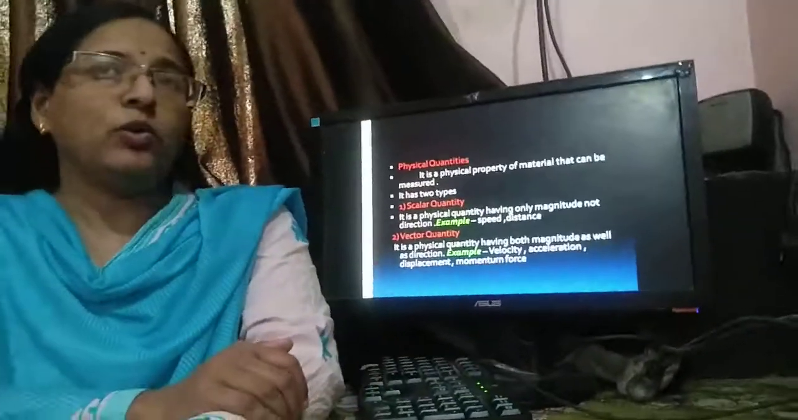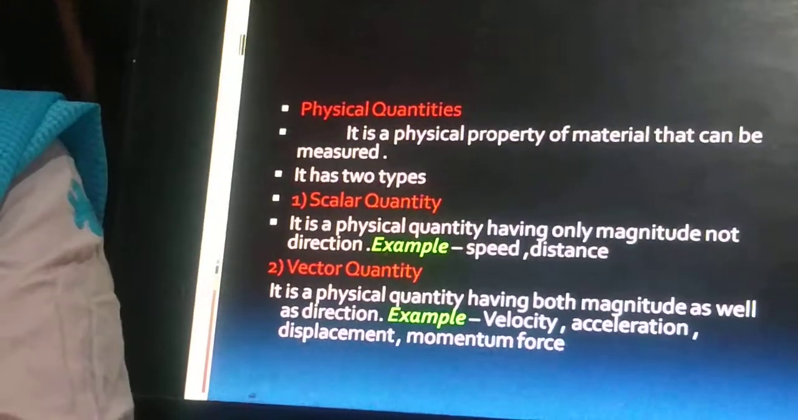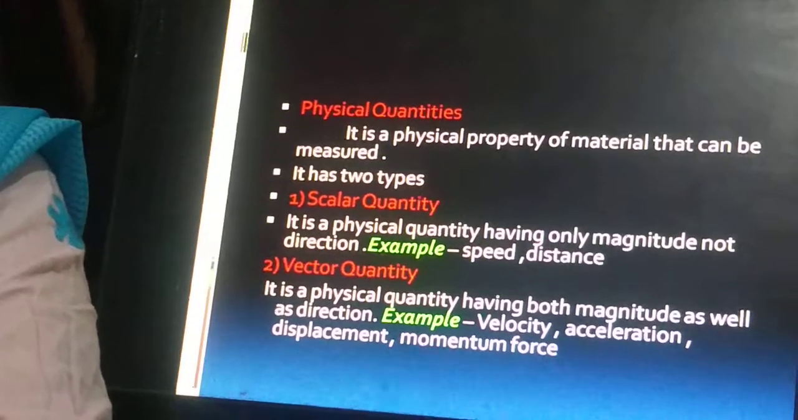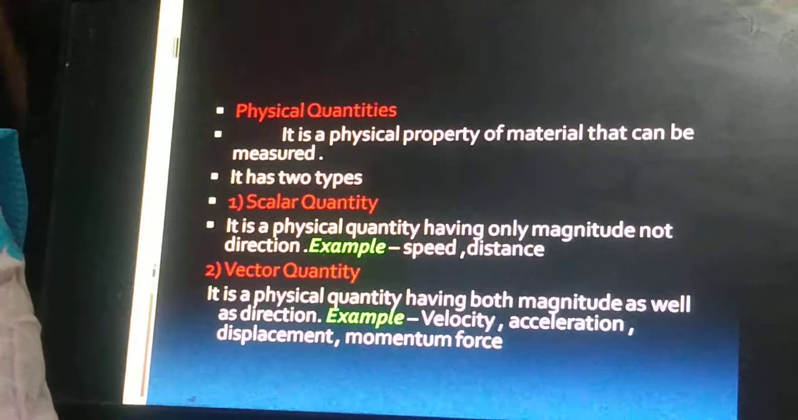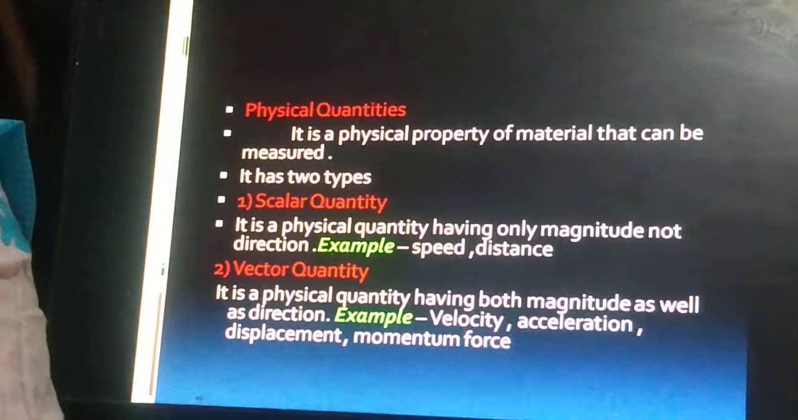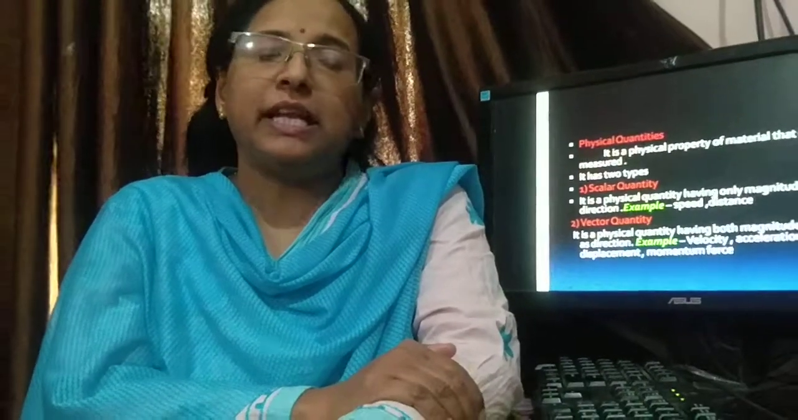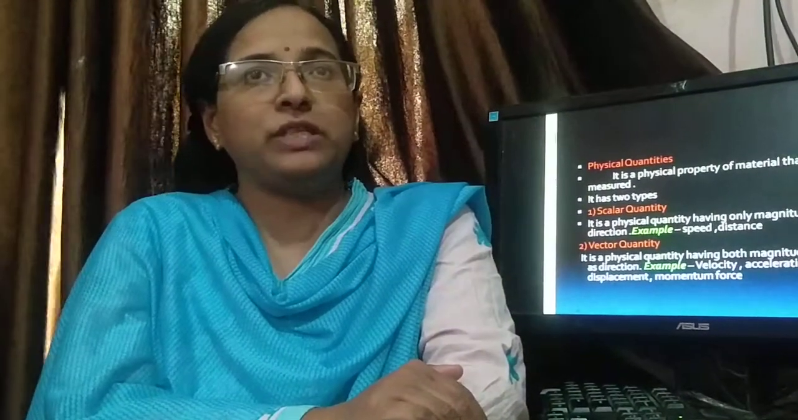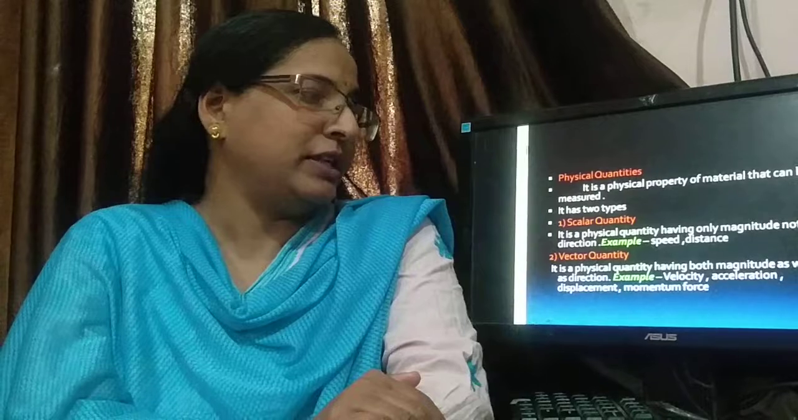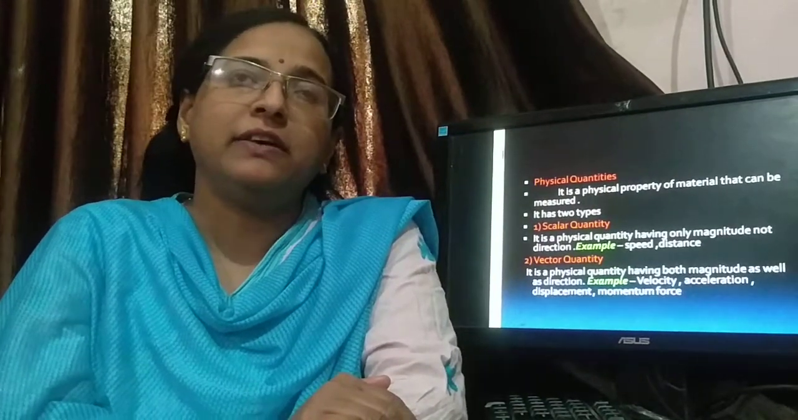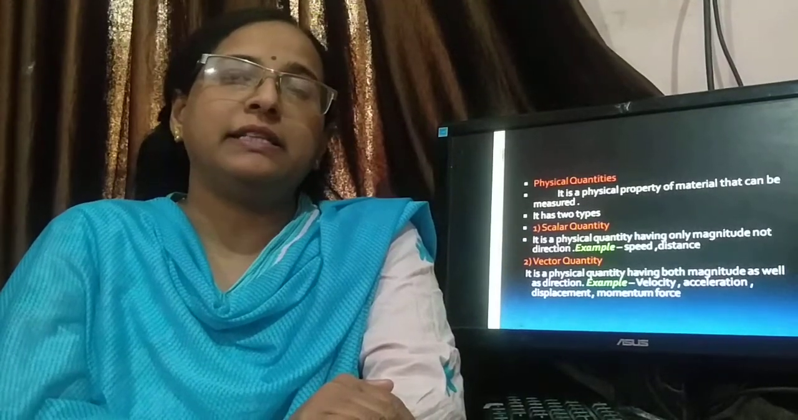Now, we'll see what is meant by the term physical quantity. The physical property of a material that can be measured is known as a physical quantity. They are of two types. The first one is a scalar quantity and the second one is the vector quantity. Scalar quantity means a quantity which has only magnitude. For example, the distance, which has only the value or the magnitude, and the speed.